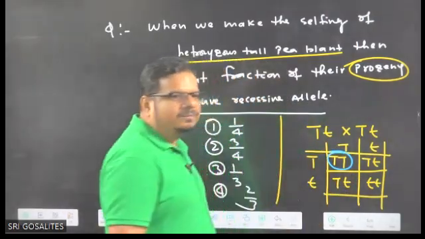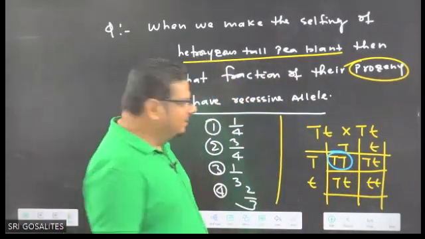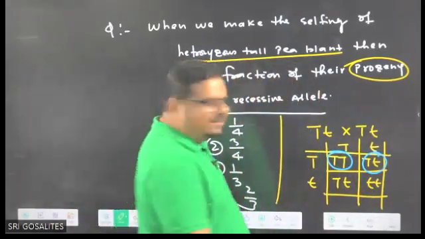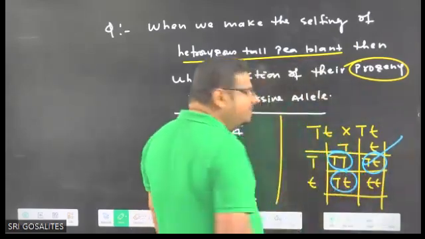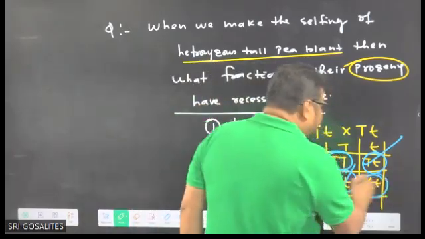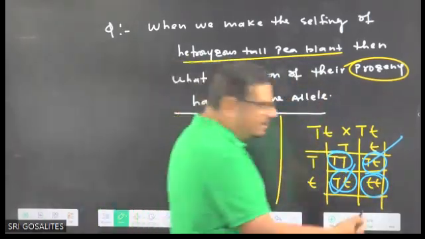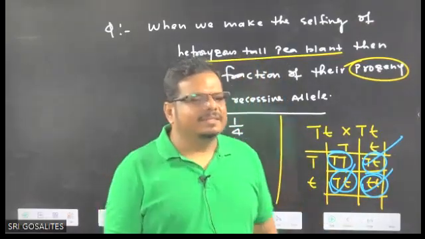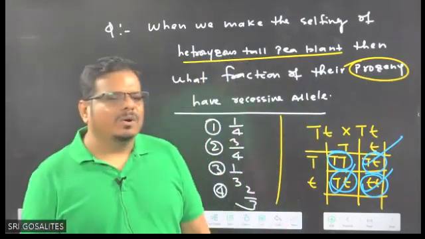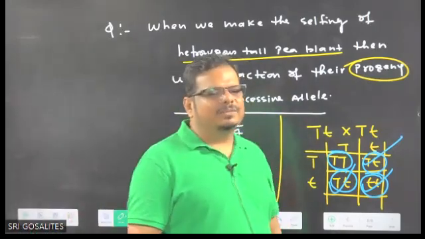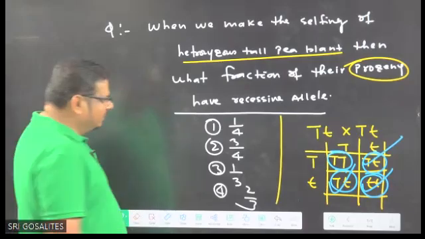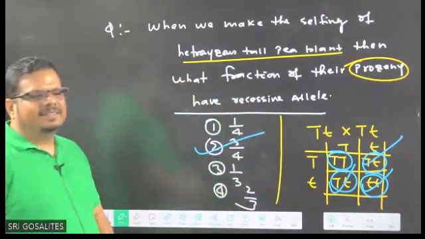Tell me yes or no? No, sir. Does this box have recessive allele? Yes, sir. Very good. Does this box have recessive allele? Yes, sir. So how many boxes have recessive allele? 3 boxes have recessive allele, out of how many boxes? 4. So what will the answer be? 3 by 4. Second is the correct answer.